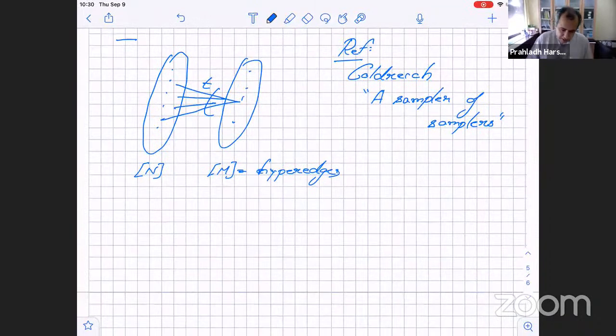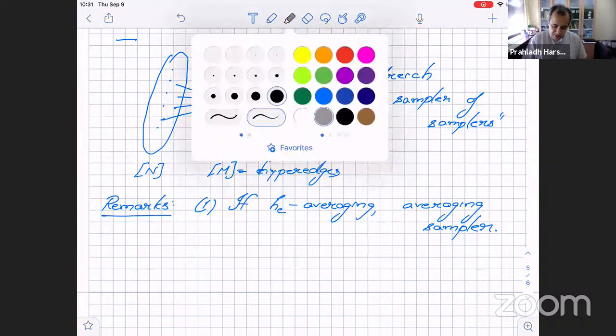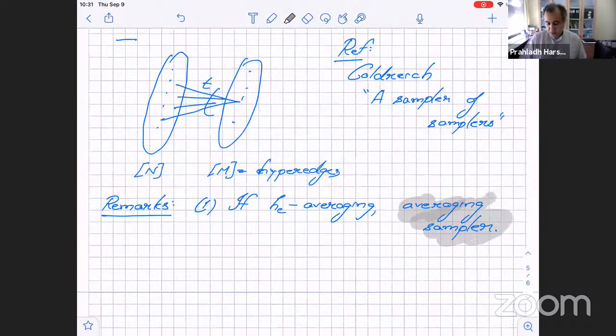Okay, so let's make some more remarks. If the function is the averaging function, which it was in our case, then we'll call the sampler an averaging sampler. Later on, we'll ask what else you can do. We will see that there are constructions of non-averaging samplers which, surprisingly, outperform averaging samplers.